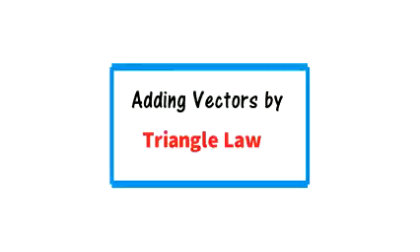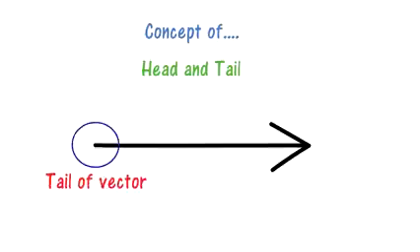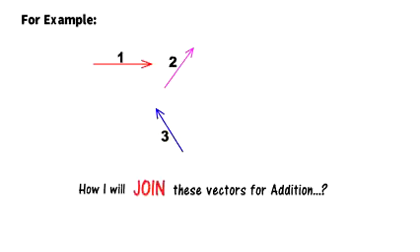Before telling you the concept of triangle law, let me tell you the tricky concept of head and tail rule. Now if I draw a vector, this part of the vector is known as the tail of the vector, and this part of the vector is known as the head of the vector. For example, if I have three vectors, vector 1, vector 2, and vector 3, and I want to add these vectors, before adding I will join these vectors. Now how will I join these vectors for the addition?